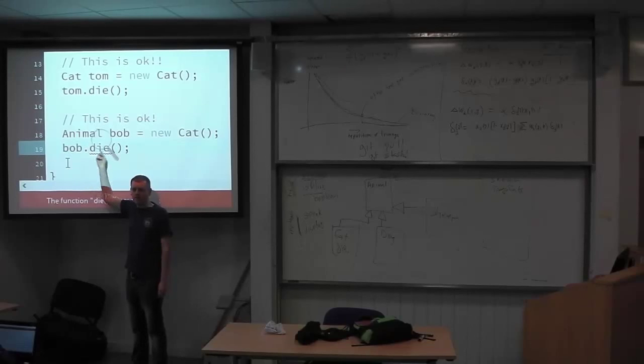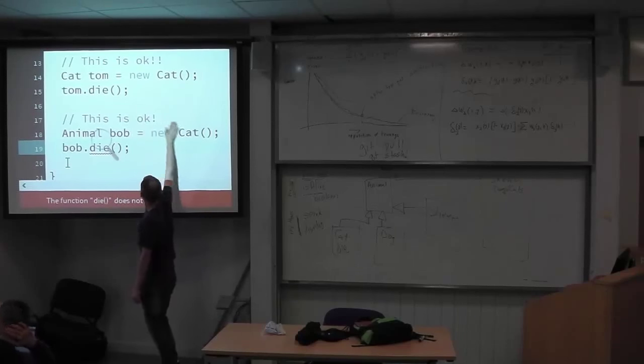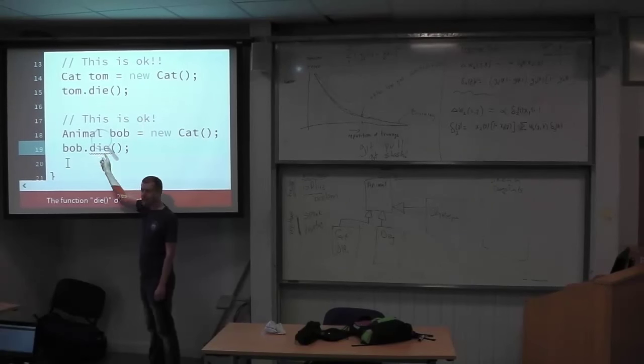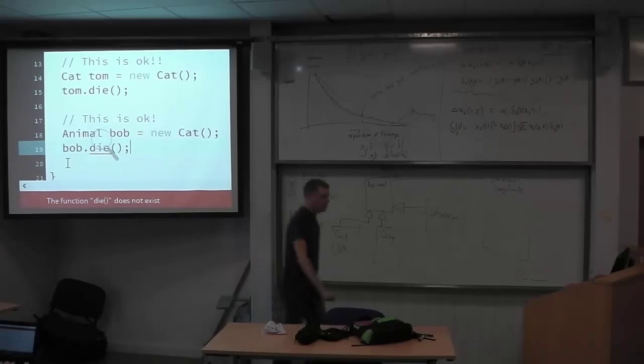There may not be a die method on the instance, because animal could be a dog or a cat or a sheep. And this code here could be part of an if statement. You can't do this. Does everybody see this? Very, very important principle here, and I want to make sure that everybody understands this before we move on. This is not okay. It won't compile, in fact.